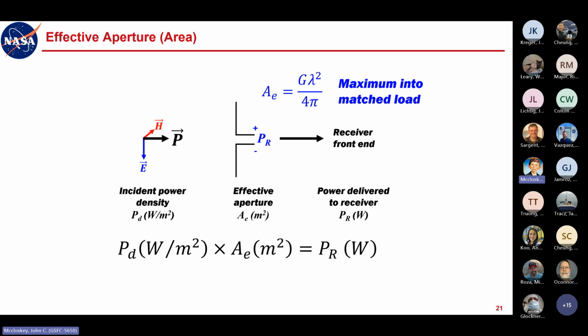The theoretical maximum value for effective aperture is given by this expression: the gain, and this is actual gain, not directivity, times the square of the wavelength over 4 pi.